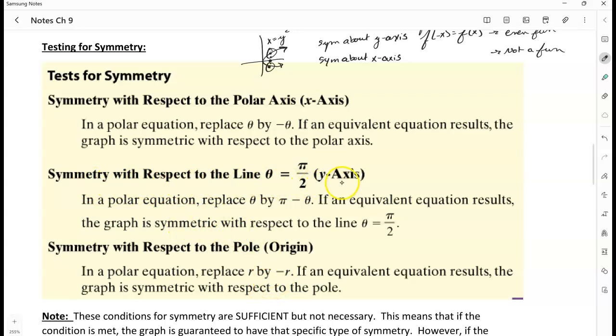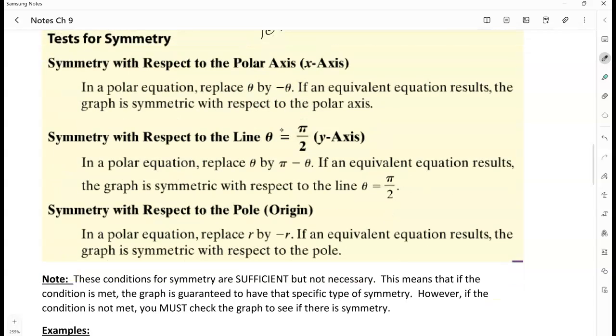If we want to test for symmetry with respect to the y-axis, so we're really thinking about that line theta equals pi over 2, that correlates to the y-axis in rectangular. We're going to replace theta with pi minus theta, and we're going to use some of our formulas from chapter 7, sum and difference formulas, to see if we get something that's equivalent. If we get an equivalent equation, then we know we have that kind of symmetry. And if we want to test for symmetry with respect to the polar axis, we're going to replace theta by negative theta, see if we get something equivalent. If we do, we know it's got that kind of symmetry.